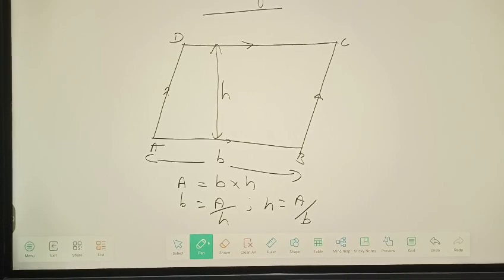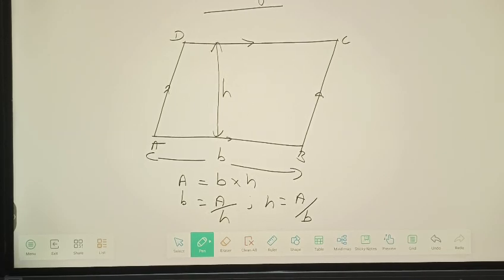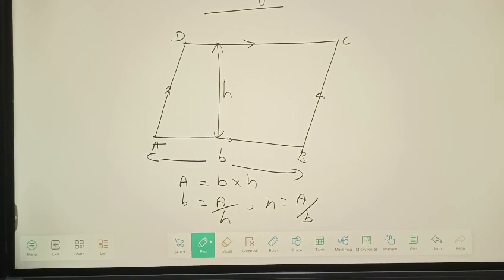You can see the height is marked. So height means the distance between the parallel sides. Base means any one side can be taken as base, and the distance between its opposite side, which is parallel, is going to be the height. So area equals base into height. Then to find the base you can use area upon height, or to find the height you can use area upon base. Just pause for a moment and note this in your copy.